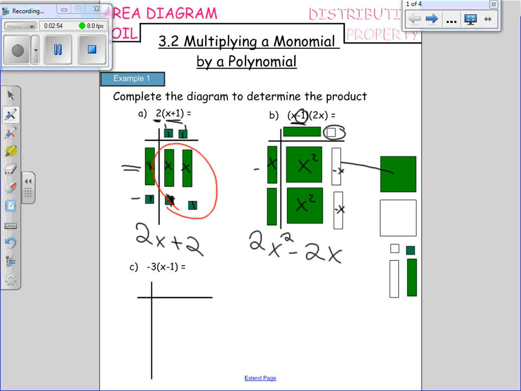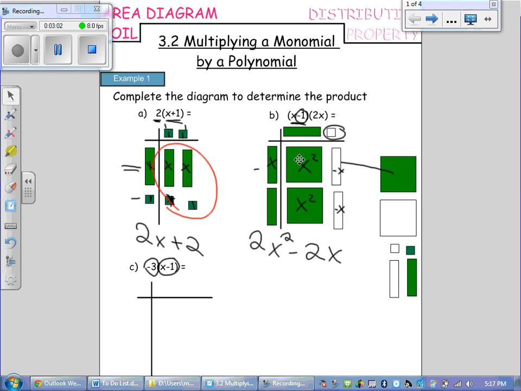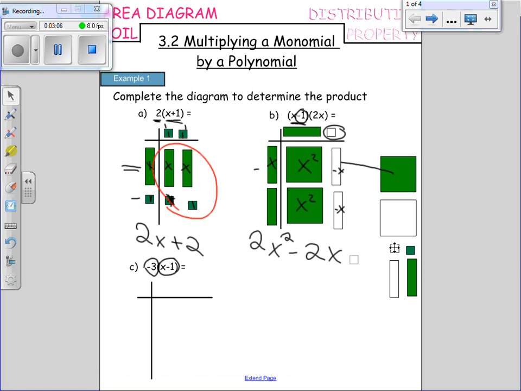Down here, example 3, we're actually going to sub in our monomial and our binomial. So we have negative 3, and we'll put those along the top. And then we have x minus 1 along the side. So it's a positive x minus 1. And then you just do the same thing.